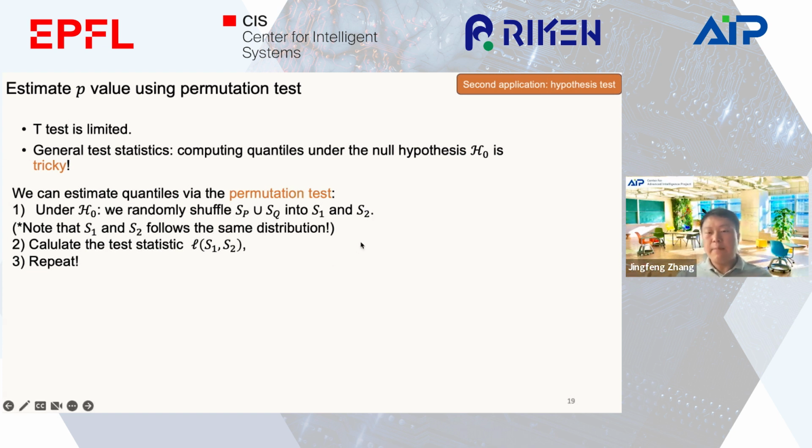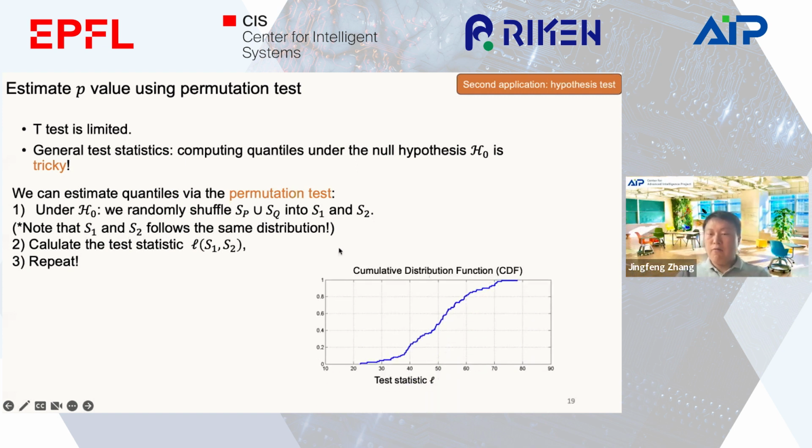Under the null hypothesis, we randomly shuffle the joint set of S_P and S_Q into S1 and S2. We can treat the S1 and S2 sets as coming from the same distribution. And then we compute the test statistic of S1 and S2. Then we repeat. For example, we repeat this process 1,000 times.